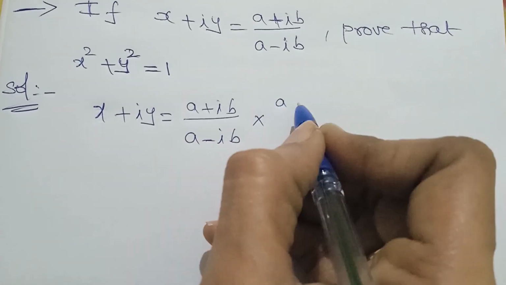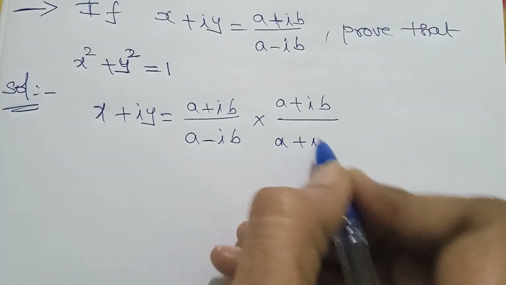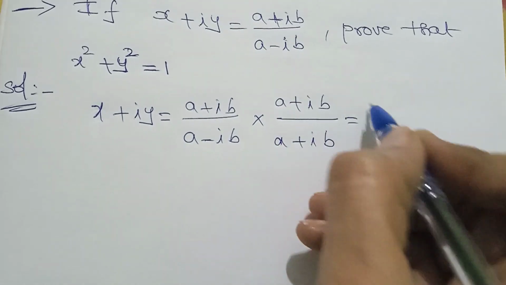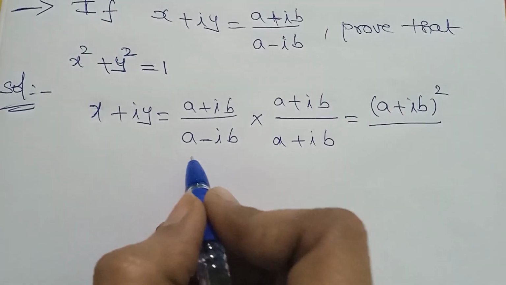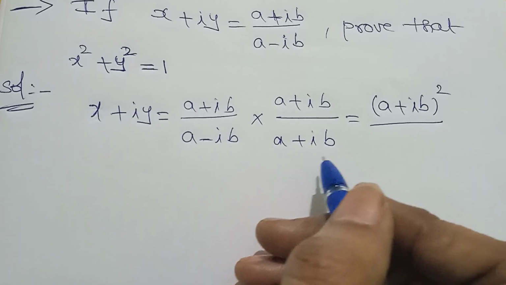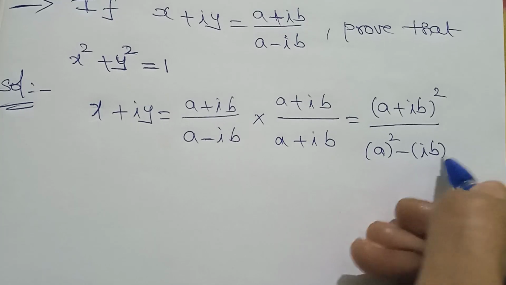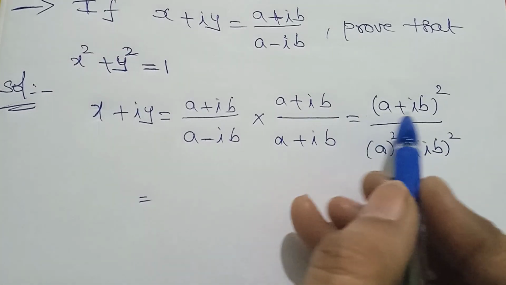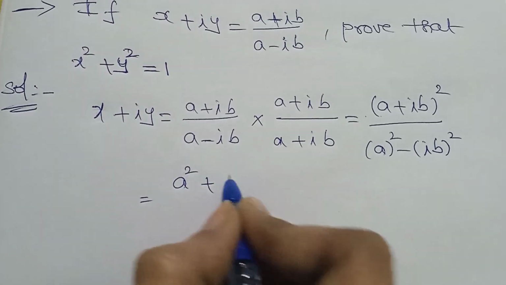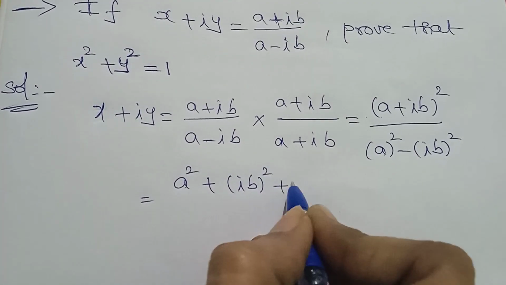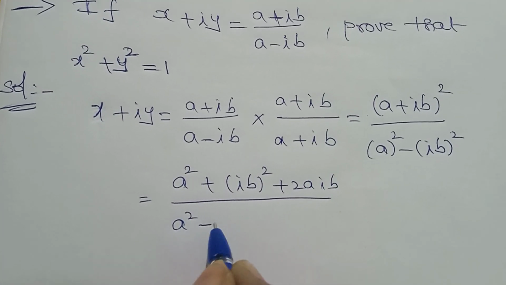Rationalize the denominator. Multiply by (a plus ib) by (a plus ib) for both numerator and denominator. You will get in the numerator (a plus ib) whole square, and in the denominator (a plus b) into (a minus b) form, which is a square minus b square. So a square minus (ib) whole square, that equals numerator (a plus ib) whole square. In the form of (a plus b) whole square expansion: a square plus (ib) whole square plus 2aib, by a square minus i square into b square.